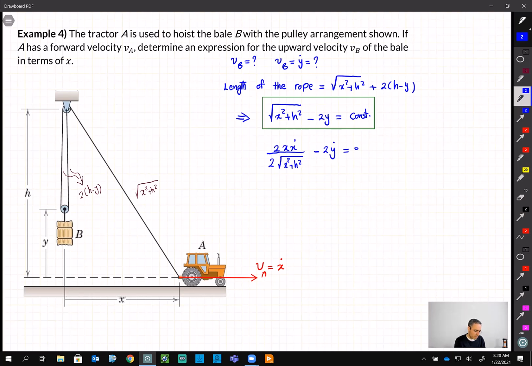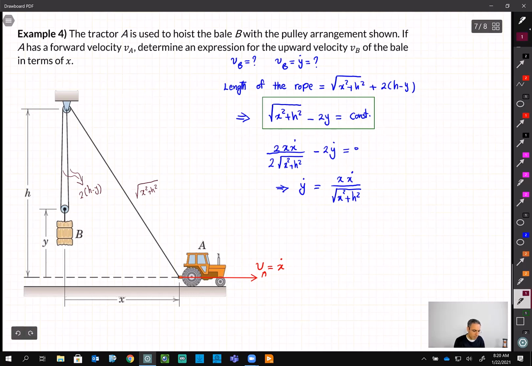So from here, I can get rid of 2, and then I can simply write down y dot is equal to x dot x over the square root of x squared plus h squared, and the rest you just substitute, right? This is the velocity of A, the tractor, and we found the rest.